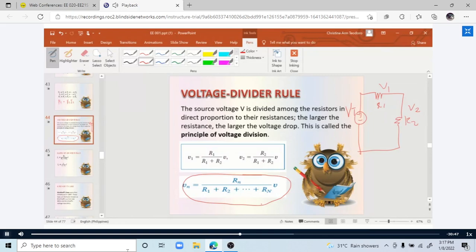Okay, did you get it? So you can at least use this formula if you have more than two resistors in series.